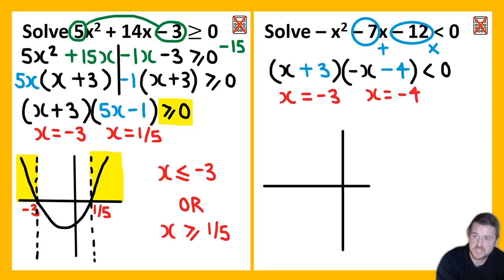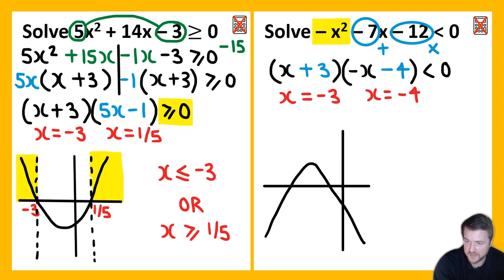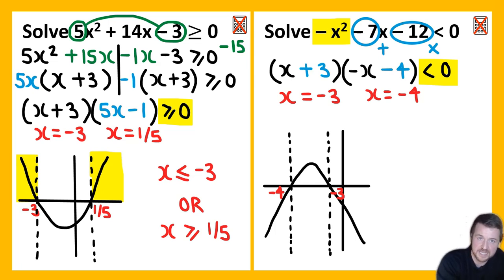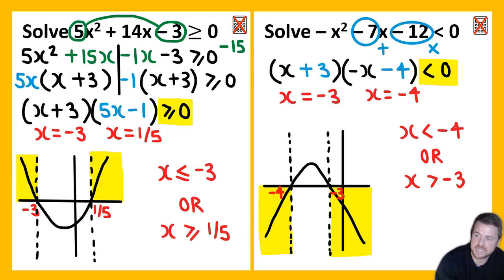Sketch the graph. This time, I need to be mindful of the -x squared. It flips the quadratic in the x-axis, meaning it will look more like this, with my roots of -4 and -3. Draw vertical dashed lines going through the critical values. And since I'm looking for when my quadratic expression is less than 0, that would be below the x-axis, where the solutions for my quadratic fall to the left-hand side of -4 and to the right-hand side of -3, represented by these shaded regions, where x is less than -4 or x is greater than -3.